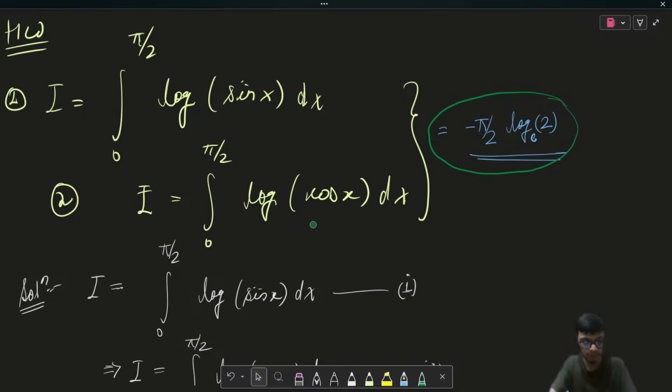Yuvraj Singh, hello. Amol Gupta, very good. Pi by 2, minus pi by 2 natural log 2. Very good, Amol Gupta. Anmol Gupta, very good.